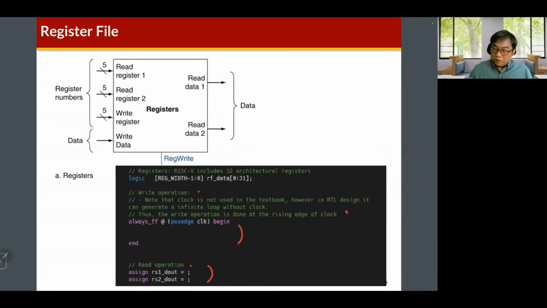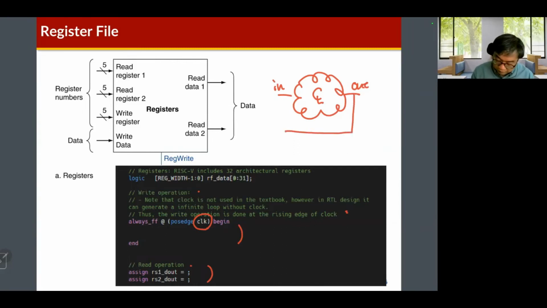We already learned how the register file works in the single cycle processor, so I will not explain again, but we need the clock signal actually, because if we do not use the clock signal, then we can generate an infinite combinational loop. So an infinite combinational loop is like this. It's the combinational logic, and this is the input, and this is the output. So the loop in the combinational logic looks like this. It means that the output is connected to the input of its own combinational logic.